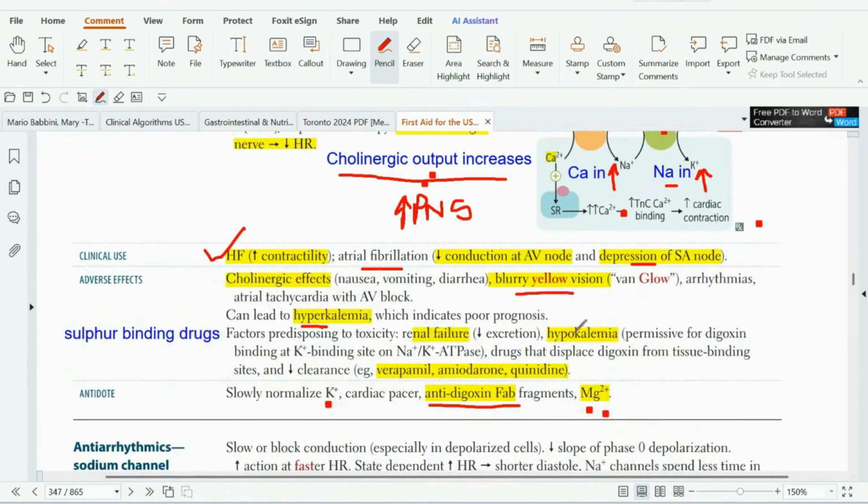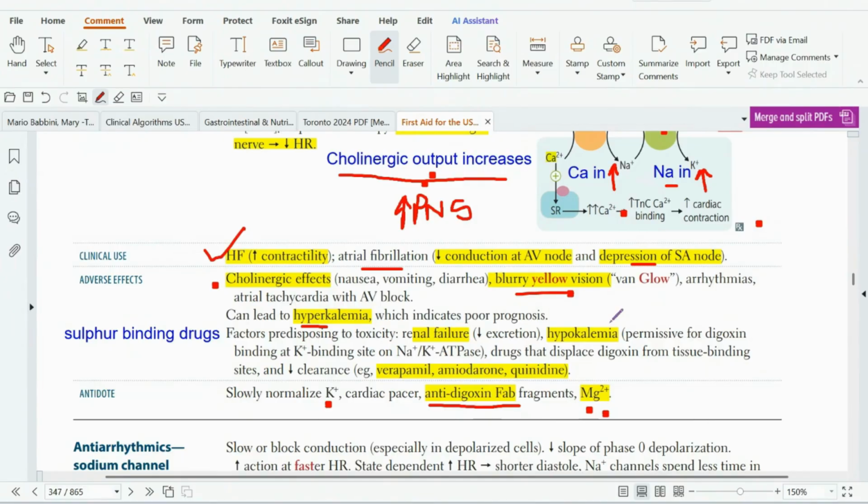Now, lastly, all of what I said is mentioned over here. Because digoxin leads to parasympathetic activity, it leads to cholinergic effects, right? So you can have cholinergic effects taking place: nausea, vomiting, diarrhea. It starts with that, and then it eventually goes into something like yellowing of the vision.